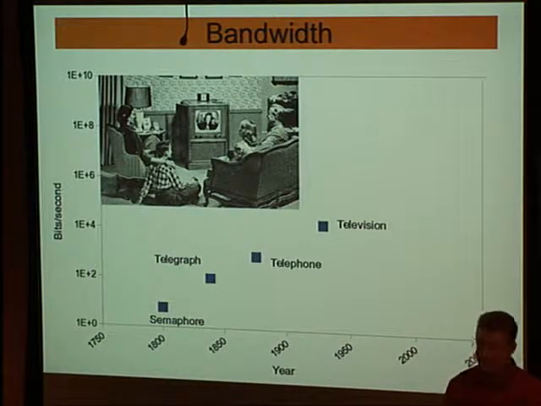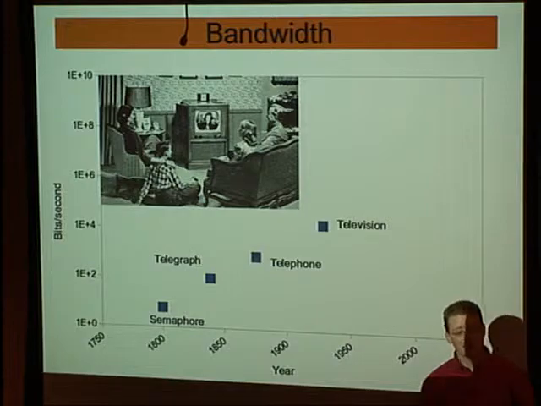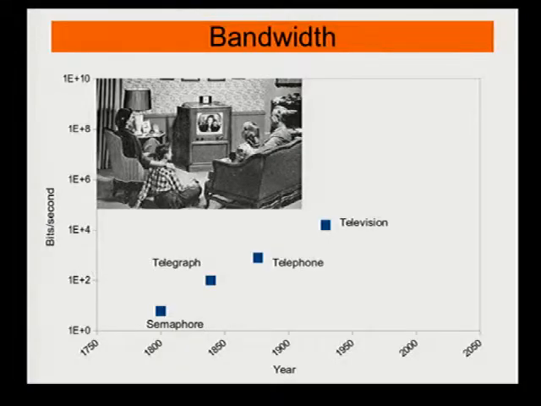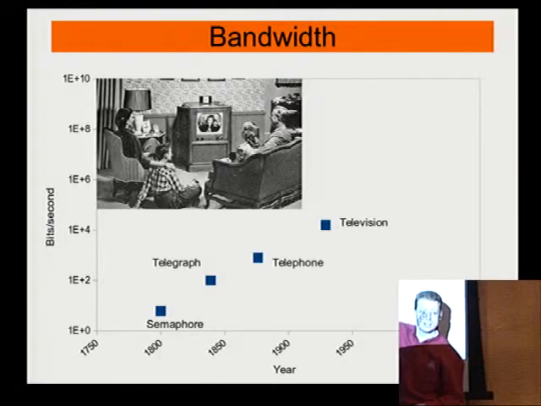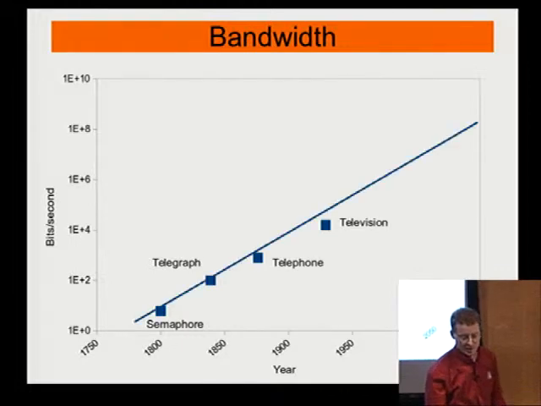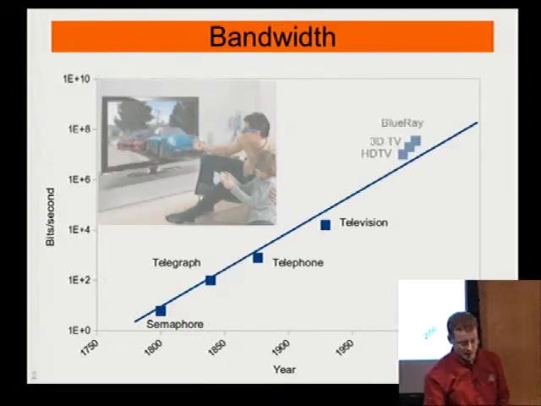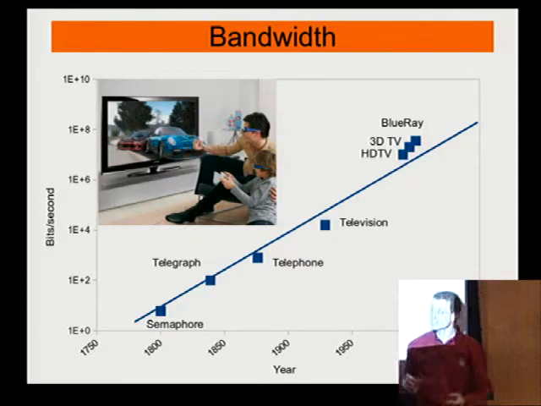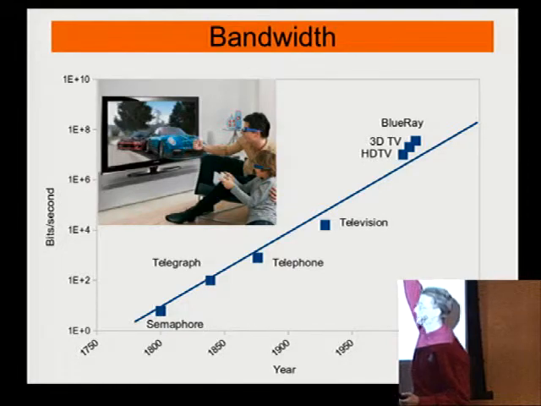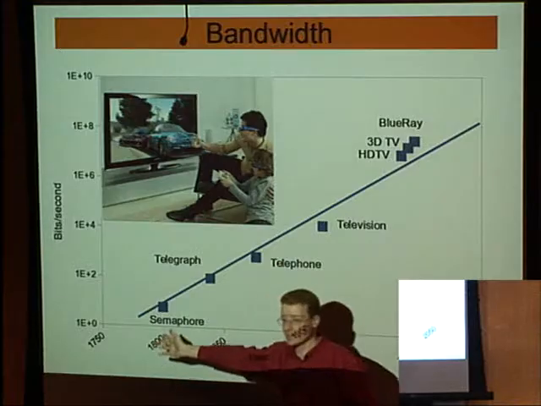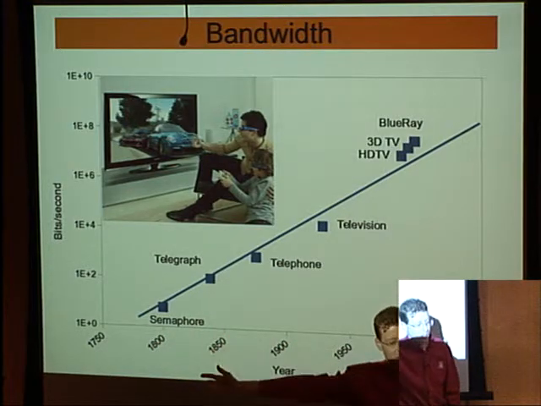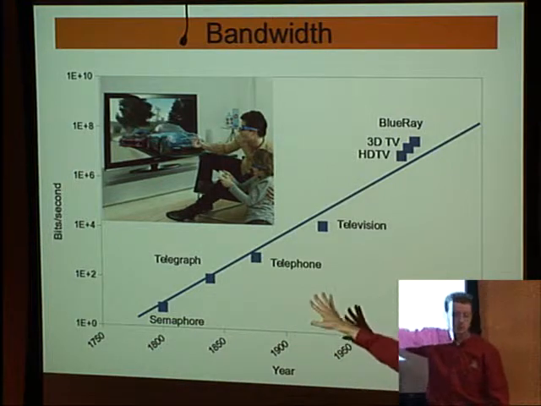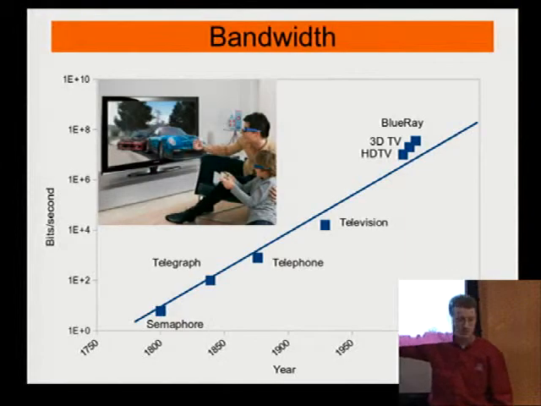Now, the NTSC standard television with 16,000 bits per second. Do you see a trend here? Because I certainly do. And today, HDTV and stereoscopic 3D TV and even Blu-ray are only slightly above that curve that goes back to the 19th century and the semaphore. So this trend is really analogous to the famous Moore's law for transistors.